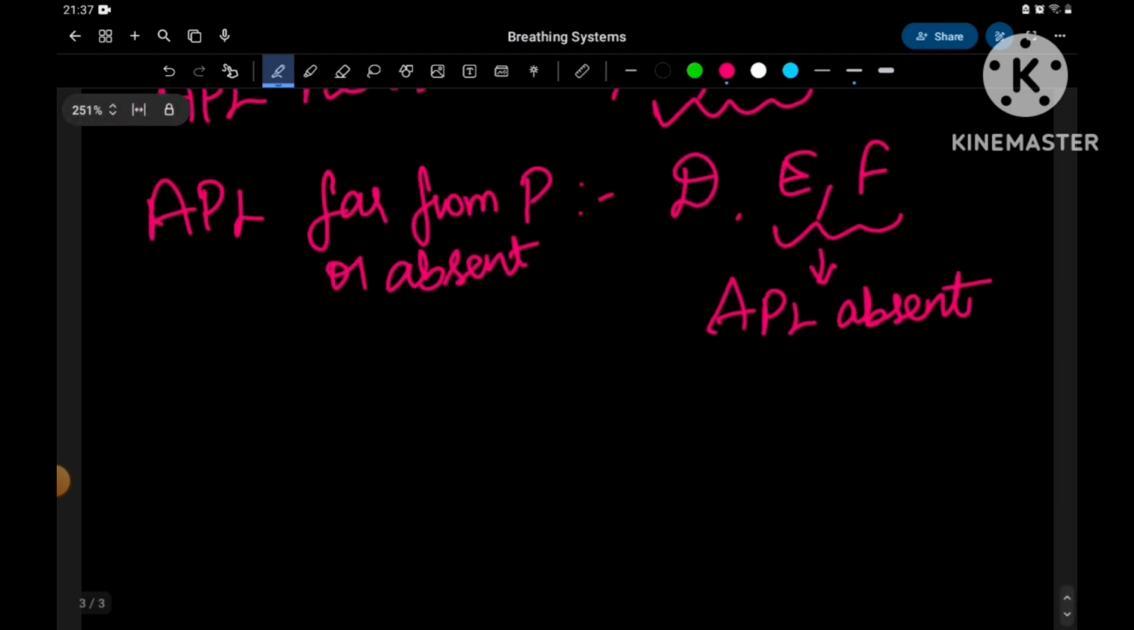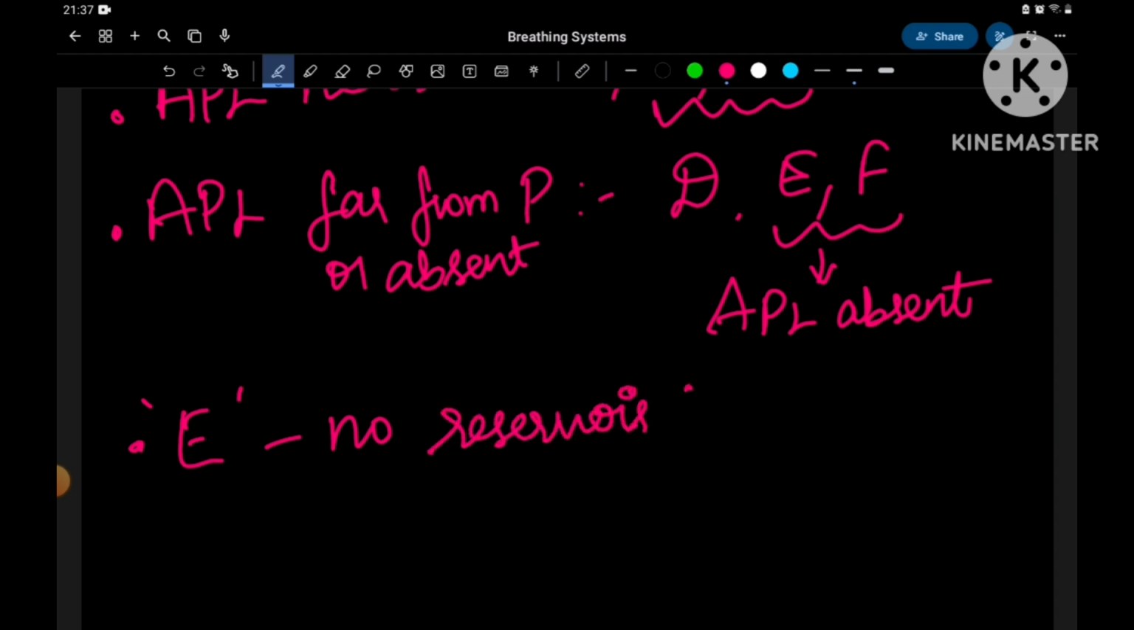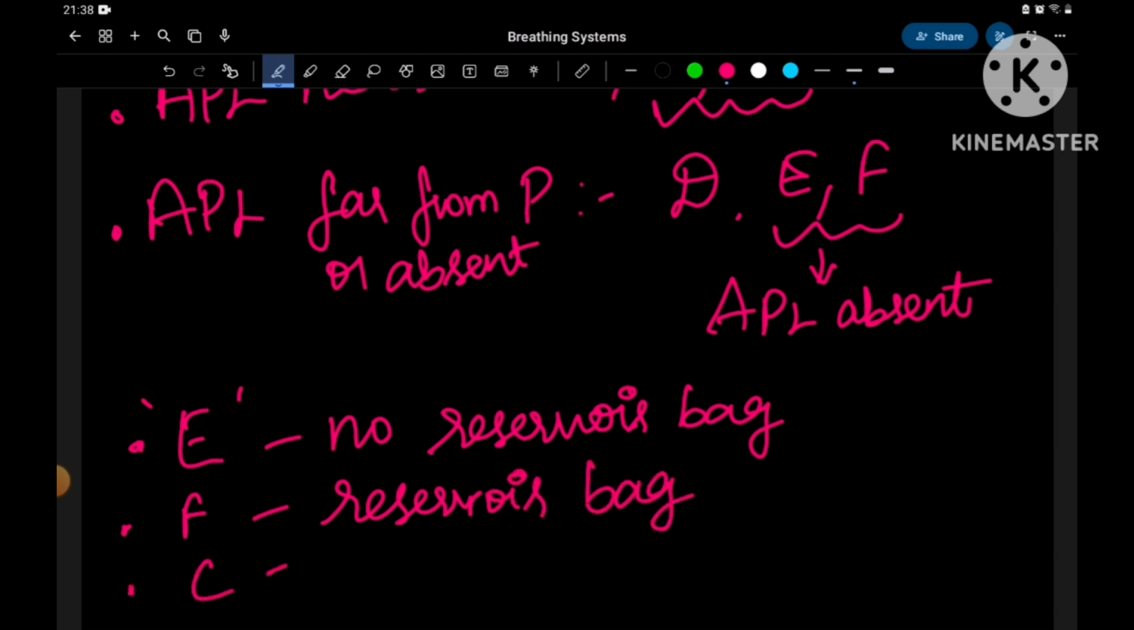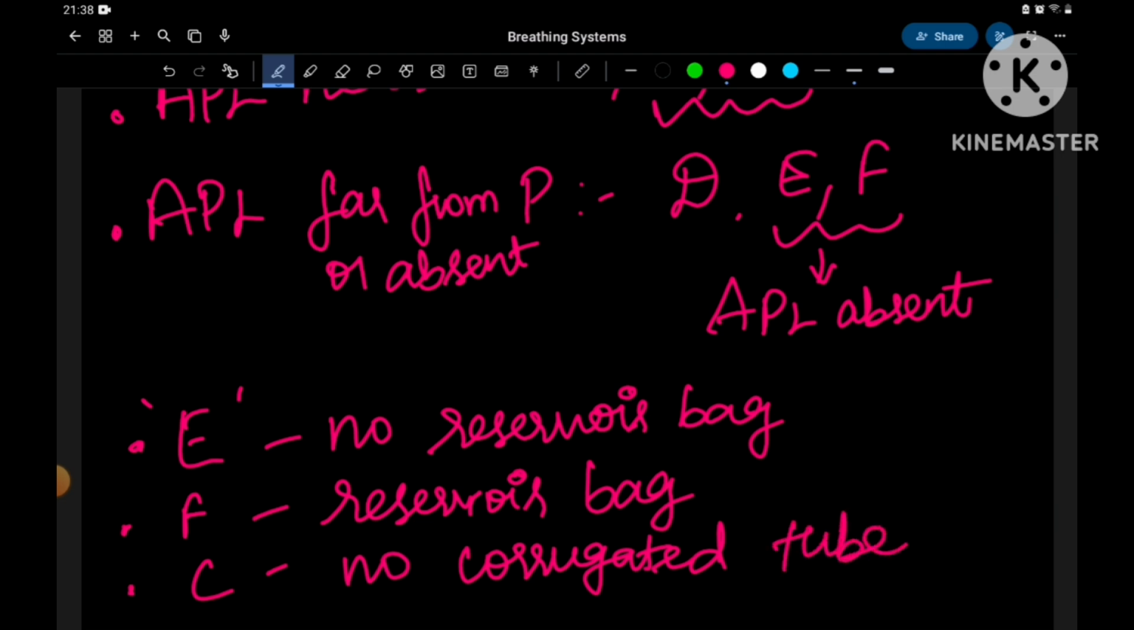Next, in E there is no reservoir bag. In F, this modification of E, there is reservoir bag. This is second. F, bag is present. And C, there is no corrugated tube. Corrugated is nothing but the curved tube. Okay, so we'll add another page.